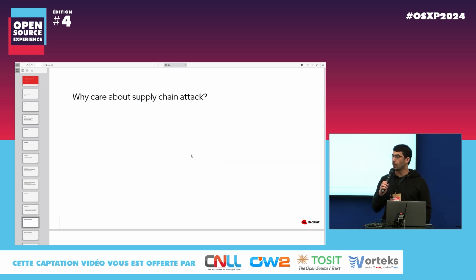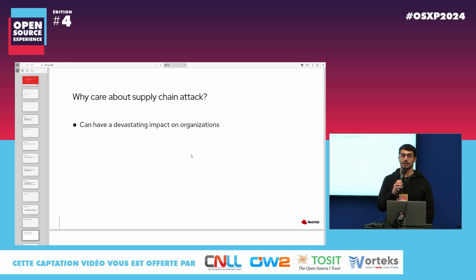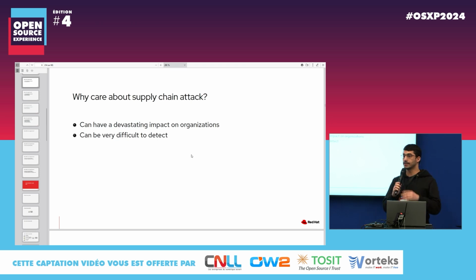So why should we care about supply chain security in the first place? The reason is that it can have devastating impacts on organizations, because if you attack one specific system, you might get ownership of that system. But if you attack the code, then you get ownership of wherever that code will land, which also means it's very hard to detect this kind of attack, because everything seems normal except for the fact that someone actually changed your code mid-flight.